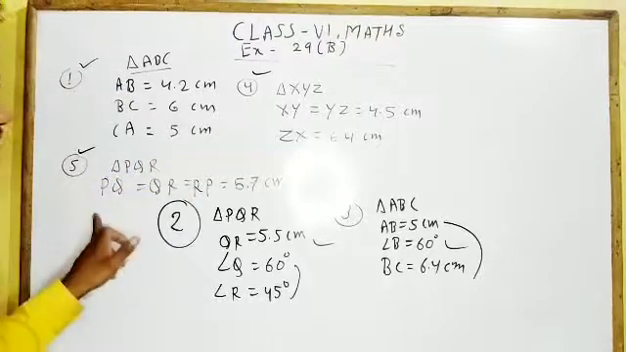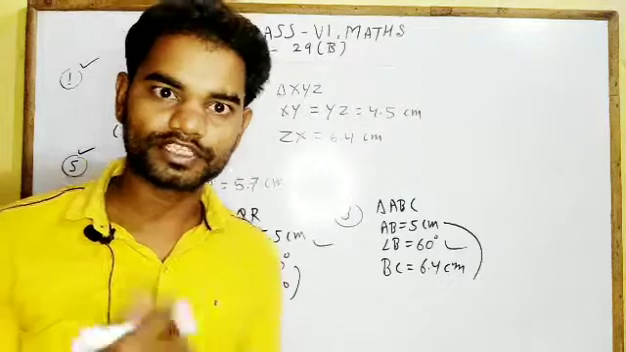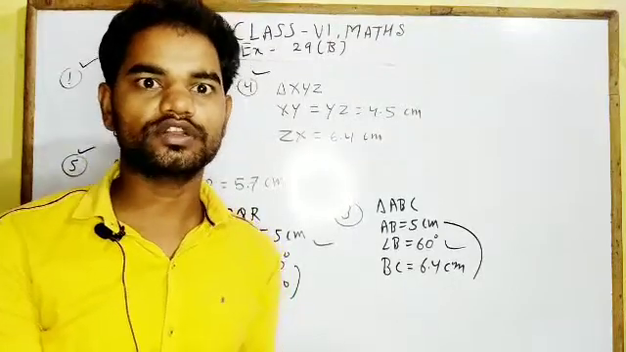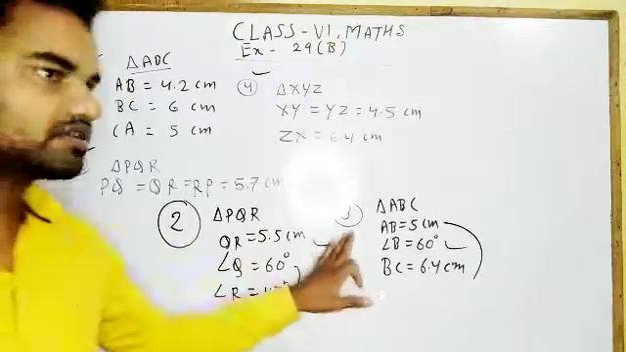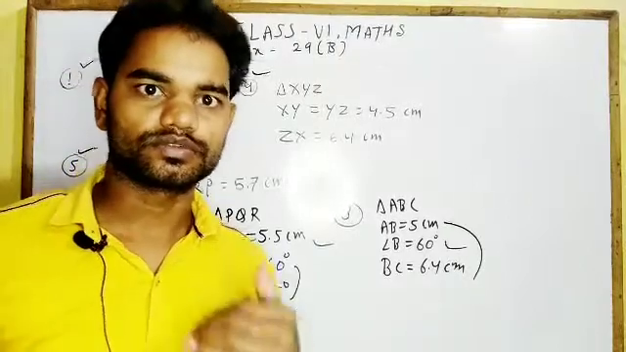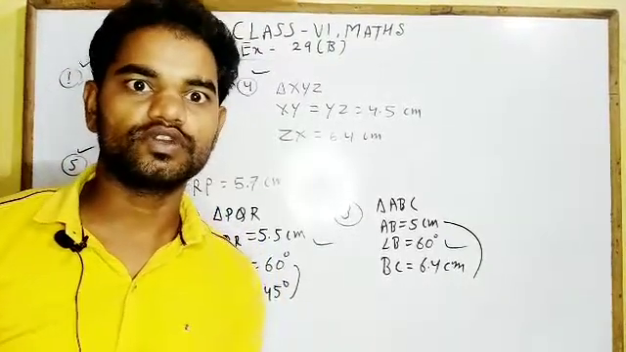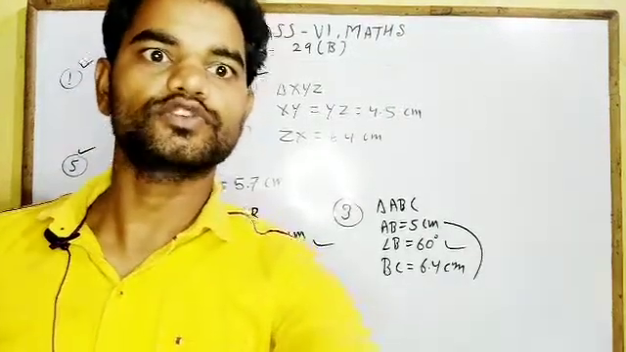So out of these 3 questions, in question number 1 I will explain how to construct the triangle using all the 3 given sides. In questions number 2 and 3, using an angle also, how to construct the triangle, and then the circumcircle or incircle, we will learn one by one.